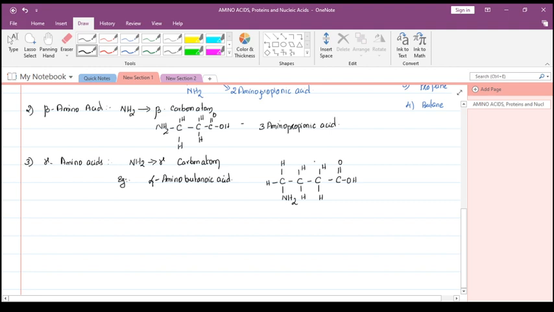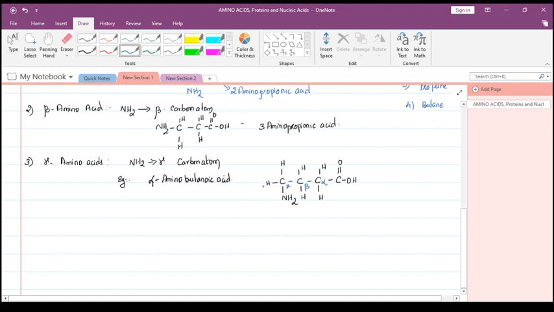So what happened here? You can easily make out that this is the alpha carbon, this is the beta carbon, and this is the gamma carbon. The carbon which is directly attached to the functional group is known as the alpha carbon. The second carbon is the beta carbon, and the third one is the gamma carbon. So these are known as gamma amino acids, and the example for gamma amino acid is 4-aminobutanoic acid.